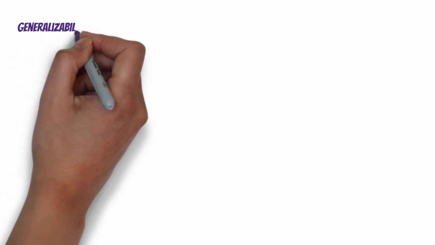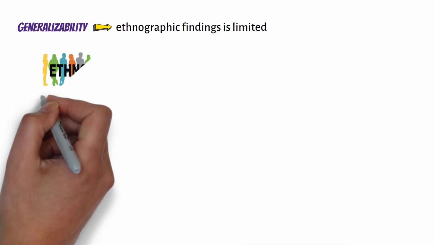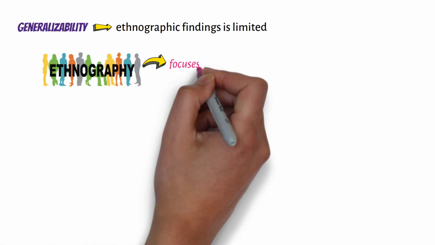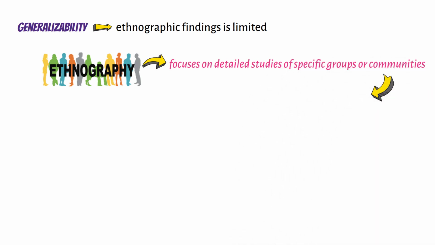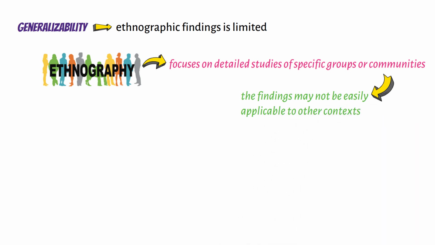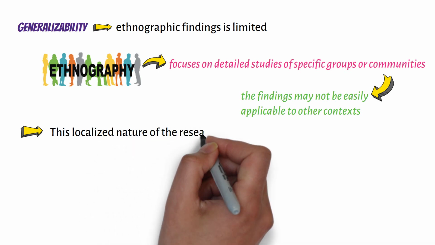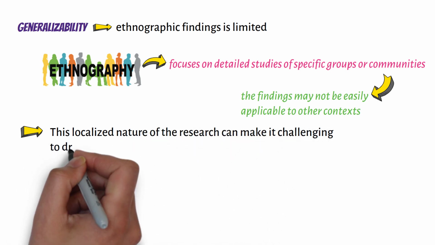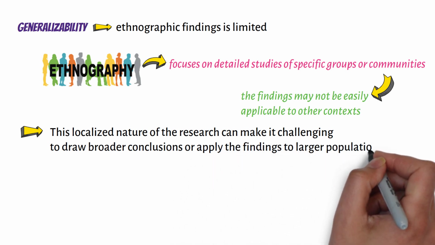Finally, the generalizability of ethnographic findings is limited. Since ethnography focuses on detailed studies of specific groups or communities, the findings may not be easily applicable to other contexts. This localized nature of the research can make it challenging to draw broader conclusions or apply the findings to larger populations.